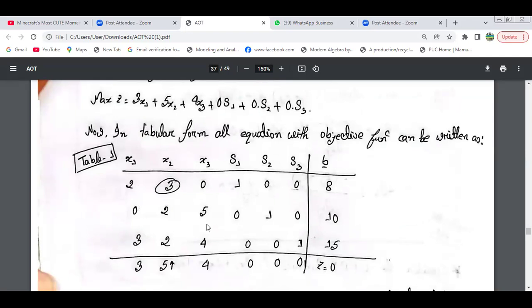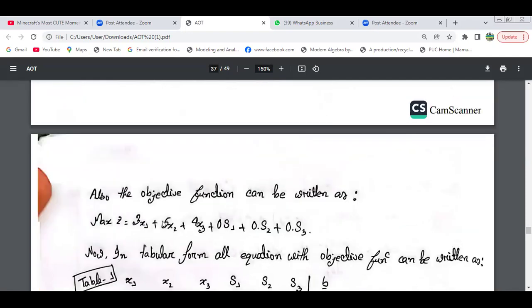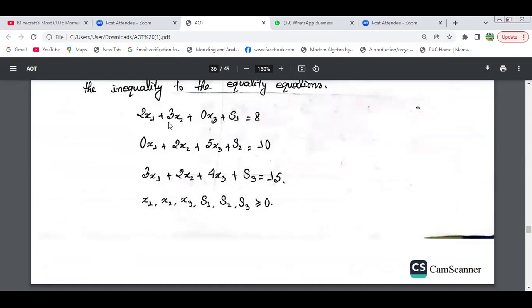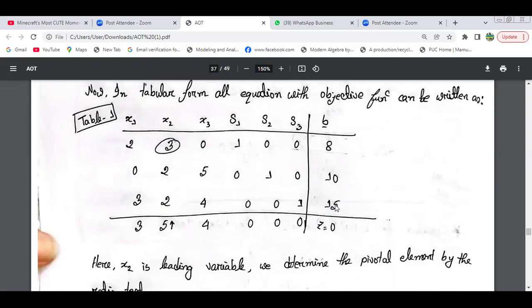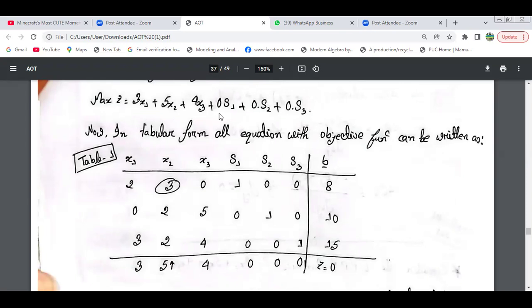Okay, now we will fill in this matrix, that means the coefficient matrix. The coefficient matrix comes from this: 2 3 0, 0 2 5, 3 2 4. This is the coefficient matrix. Now in first constraint coefficient of s1 is 1, in second constraint coefficient of s2 is 1, in third constraint coefficient of s3 is 1. Requirement vectors 8, 10, 15 unchanged, and in the initial table z equals 0, and this one is the coefficient of the objective function: 3 5 4 0 0 0.